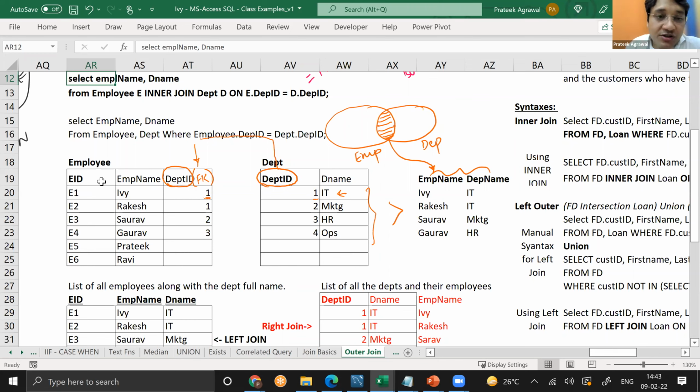So we just wanted to know the list of employees and the department that they are assigned, right? But what if my question is a little different? My question is: list all the employees along with their department full name. List all the employees. The keyword here is all. This is important to understand.